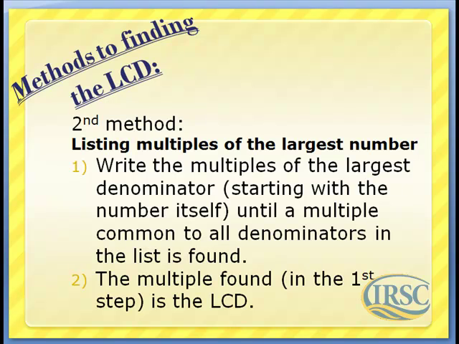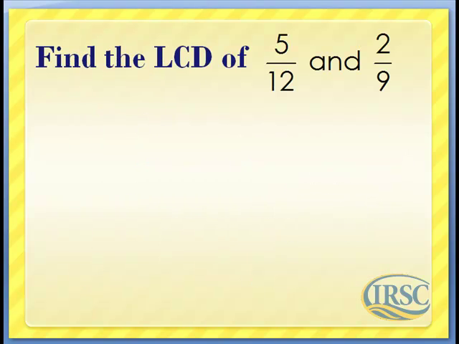Second method, listing multiples of the larger number only. We have here, write the multiples of the largest denominator, starting with the number itself, until a multiple common to all denominators in the list is found. Then the multiple found in this first step will be the LCD. So let's look at an example. Find the LCD of 5/12 and 2/9.